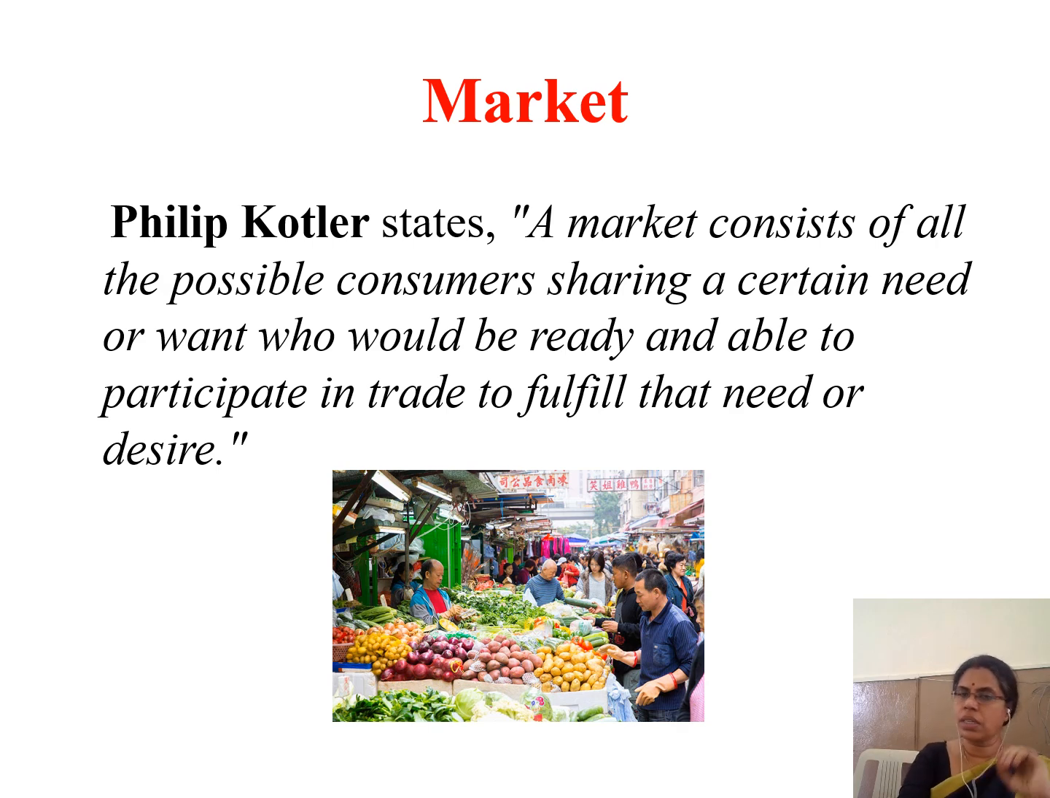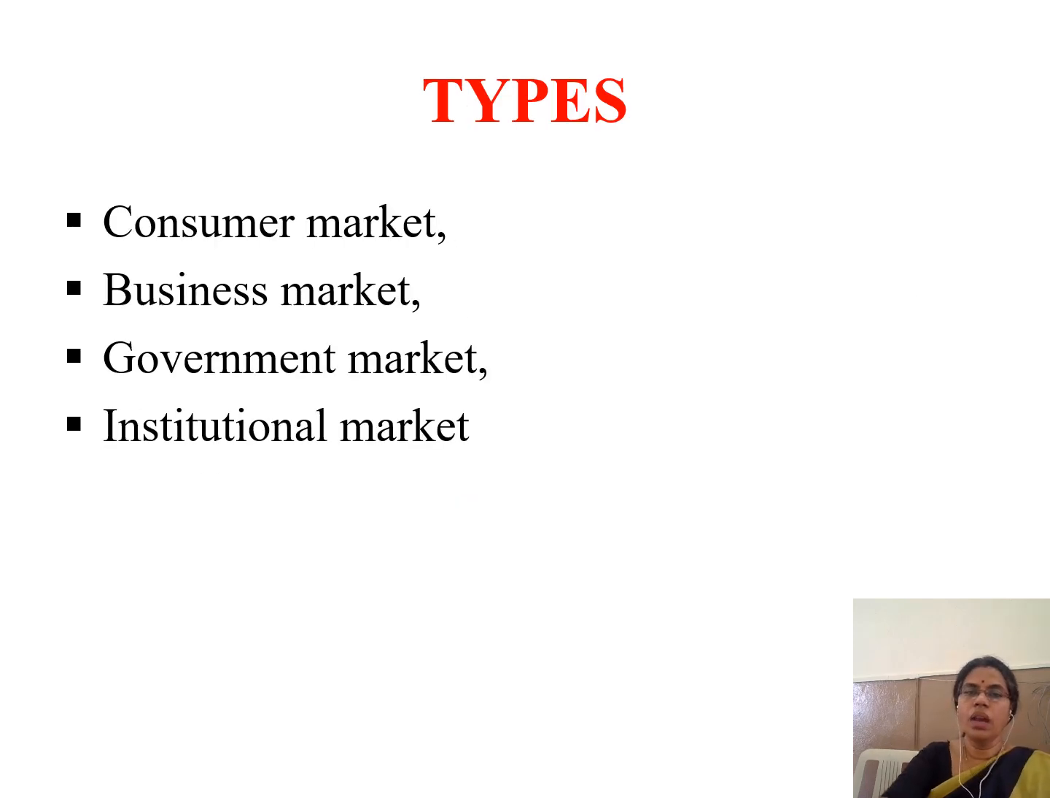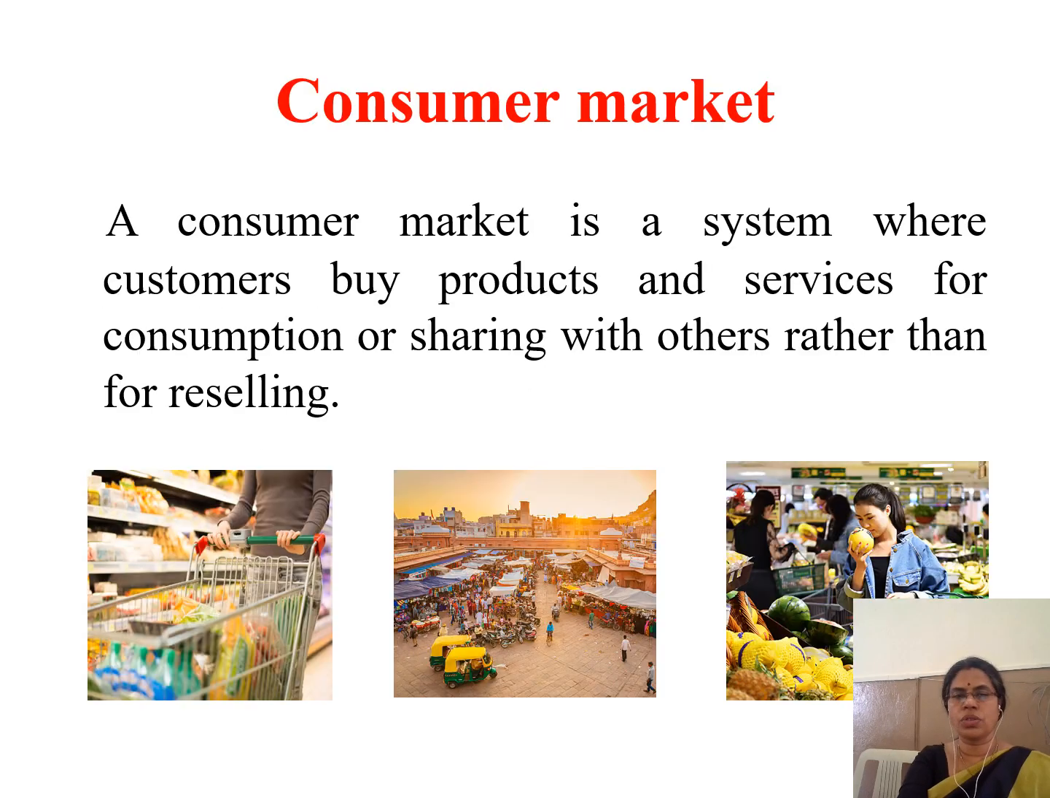So market means it consists of all possibilities, sharing that to a certain need or want, in order to be fulfilled by the consumer for money. Different kinds of markets are there: consumer markets, business markets, government markets, and institutional markets. Consumer markets are all the products and services for consumption or sharing with others, rather than reselling.